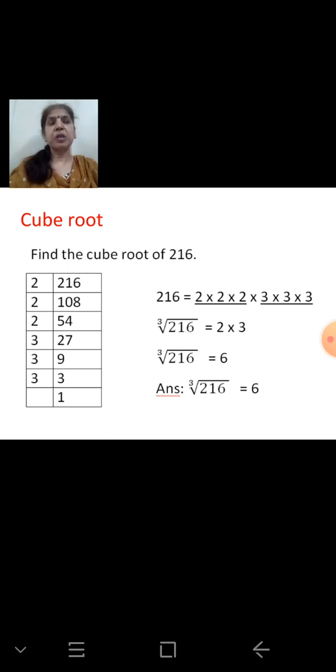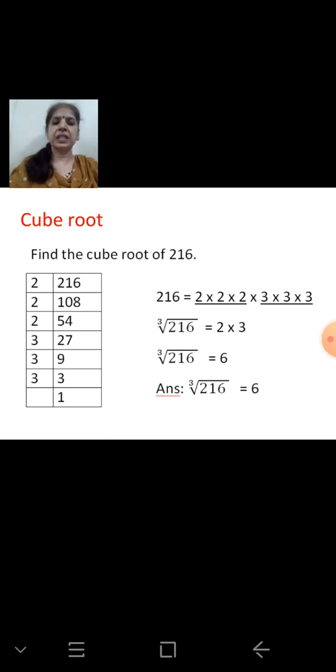And 27 is the cube of 3. So write 3. Divide 27 by that. You get 9. Write 9 below it. Again you divide by 3. You get 3. Again divide by 3. You get 1. You are going to go on dividing till you get 1. So this way we are going to learn to find the factors.